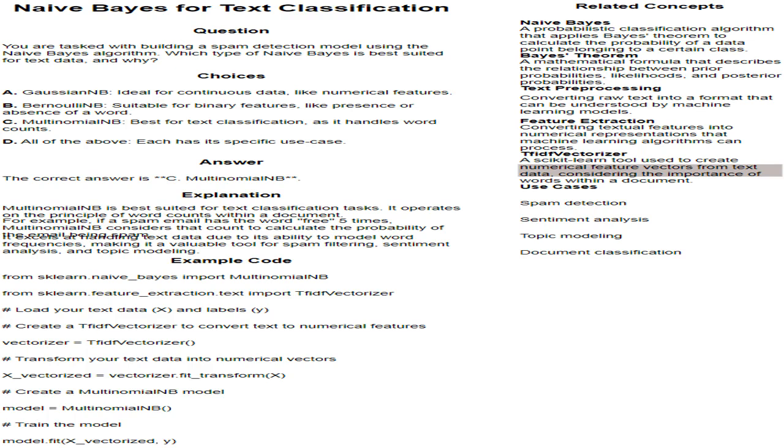TF-IDF vectorizer: a scikit-learn tool used to create numerical feature vectors from text data, considering the importance of words within a document. Use cases. Spam detection: identifying and filtering unwanted emails. Sentiment analysis: determining the emotional tone of text: positive, negative, neutral. Topic modeling: discovering underlying themes and topics in a collection of documents. Document classification: categorizing documents into predefined classes.